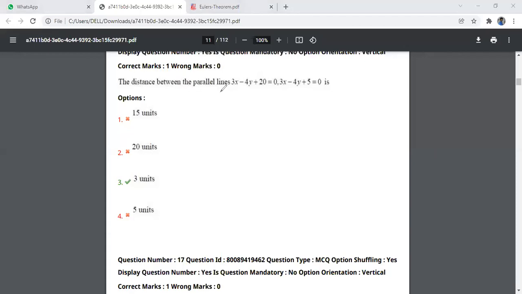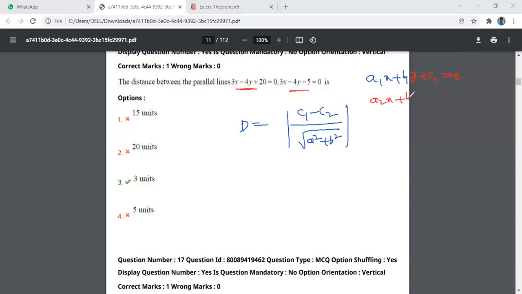Now, the distance between the parallel lines. This is also a very simple question. Just one formula is enough. The distance between the two parallel lines is equal to mod of C1 minus C2 by under root of a square plus b square. We have to take the mod because distance won't be negative. What this C1 C2 means: we take a1x plus b1y plus c1 is equal to 0 as the first equation. Next, a2x plus b2y plus c2 is equal to 0 as the second equation.